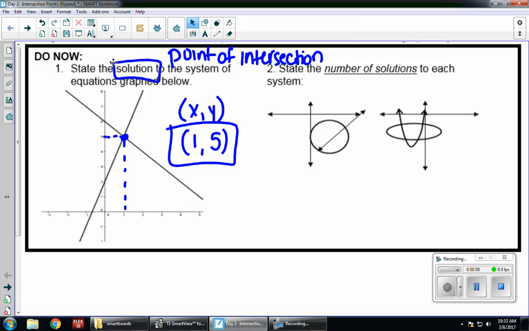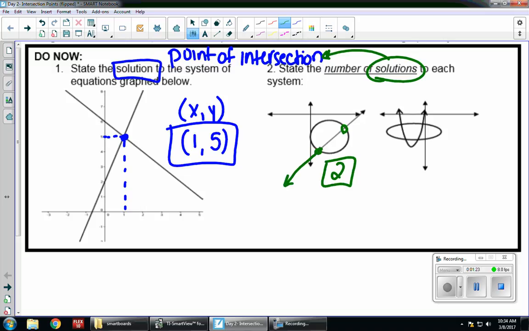Number 2, state the number of solutions to each system. So once again, I'm looking for how many points of intersection we have here. So in the first one, I have a circle and a line. So it's going to touch right here. And then once again, it touches over here. Maybe a little confusing, but remember that this line has an arrow, so it's going to keep going. So the first picture has two solutions because it has 2 points of intersection.